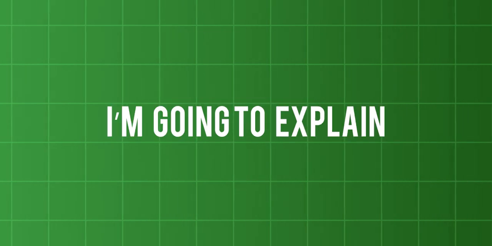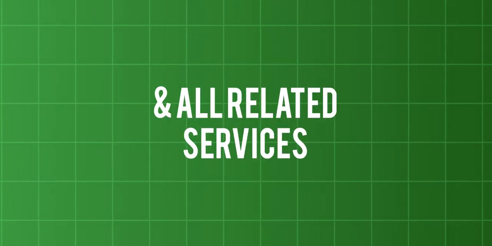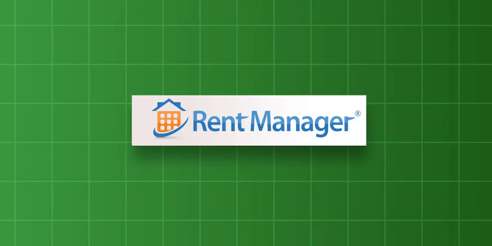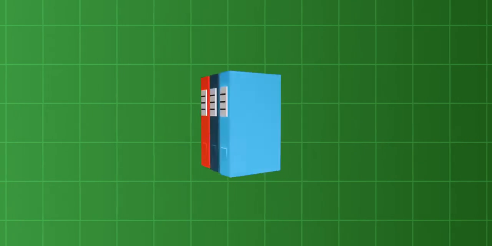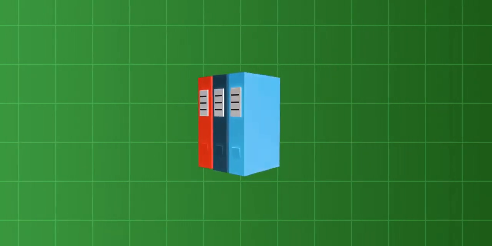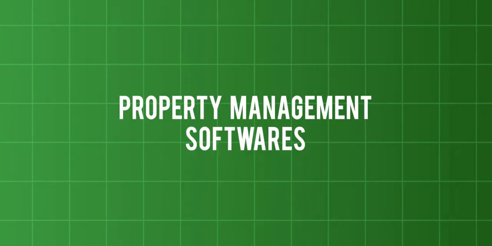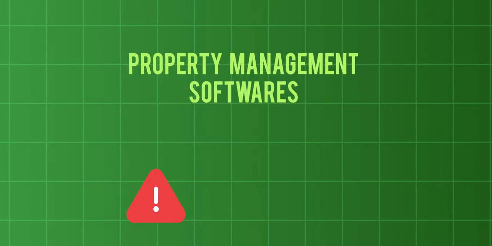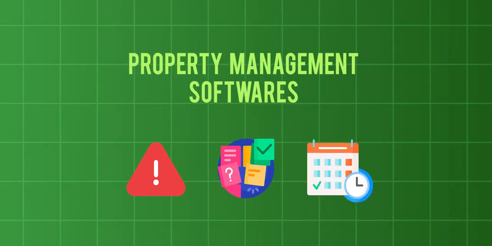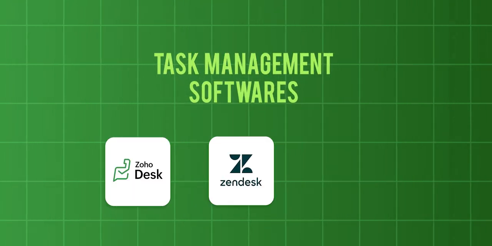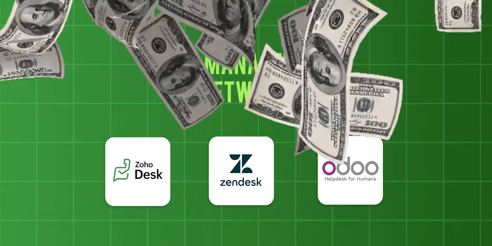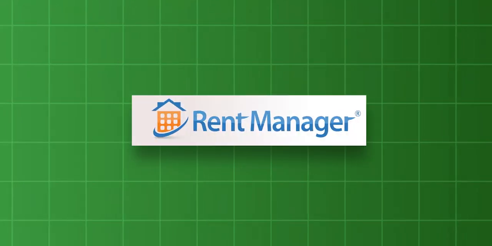In this video, I'm going to explain how we manage issues, tasks, appointments, and all related services. In Rent Manager, whether you're an apartment association or a property management company, you receive a lot of requests that need to be tracked. That's where property management software comes in. You can use the property management software to manage your issues, tasks, appointments, and more. There are several other task management software options like Zoho Desk, Zendesk, and Odoo Help Desk, but all of those cost extra. With Rent Manager, it's included.